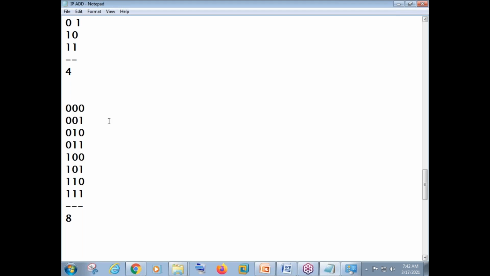For example, if there are 4 bits available, it will be 2 power 4. So 2 power 4 will be how much? It will be 16. So if there are 4 bits available, we get 16 combinations. If there are 5 bits, it will be 2 power 5, which is 32. So like this, we can do calculations in an easy way. Okay. Now let's move on.